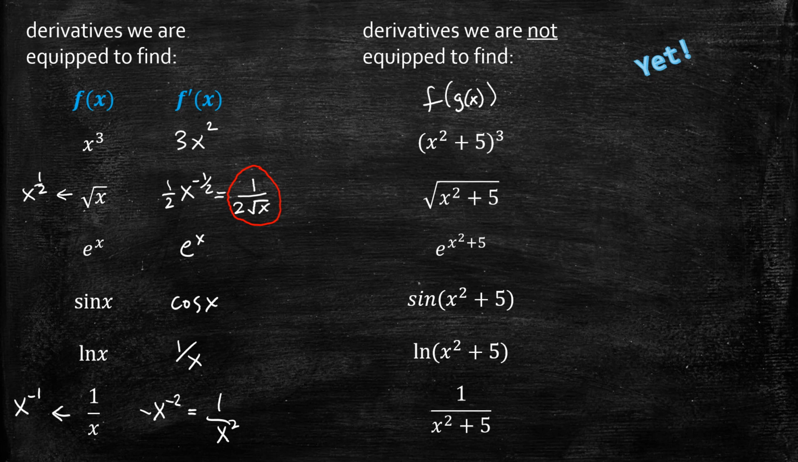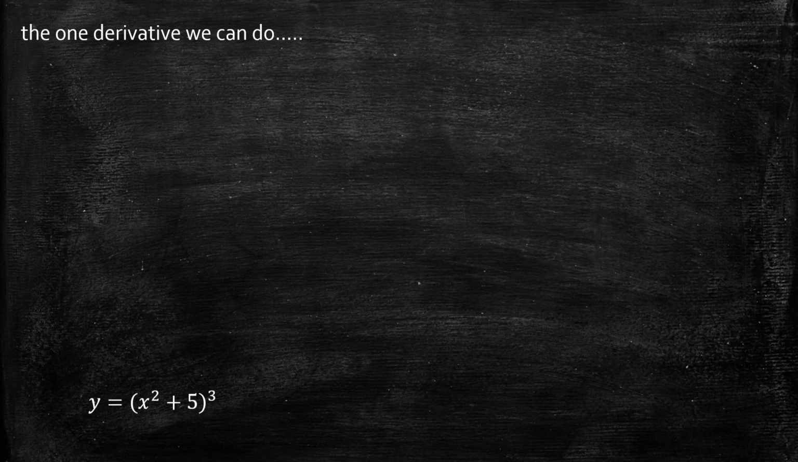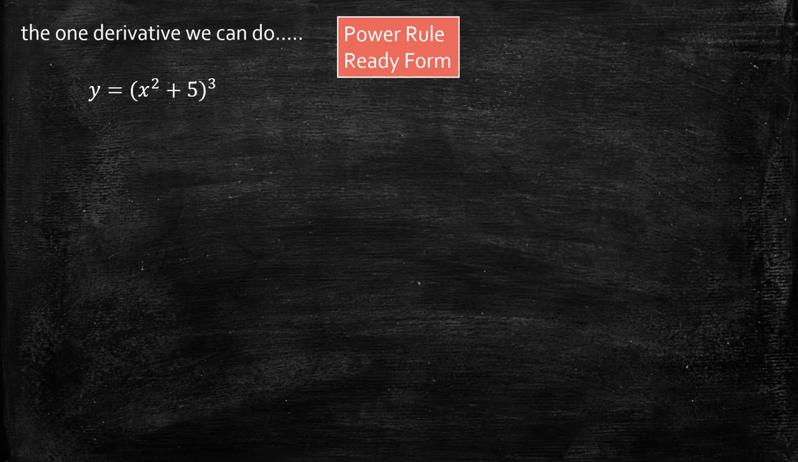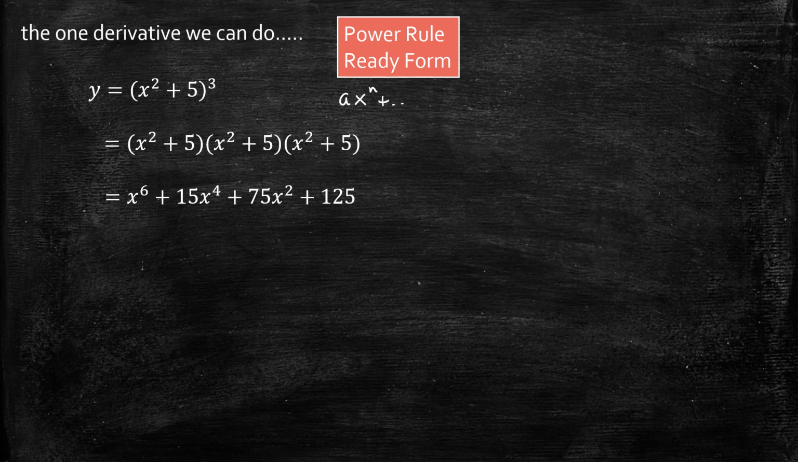But in the meantime, there is one that we could find right now, and it's this. Looks like the power rule might be involved, but we can manipulate this, get it into power rule ready form, and actually take the derivative. But we first must get it into what I've termed power rule ready form. And that means that you have to express it as the sum or difference of power functions. So every term has to be of that form, ax to the n. So let's do that. Multiply it by itself 3 times, and if you distribute out, this is what you'll get.